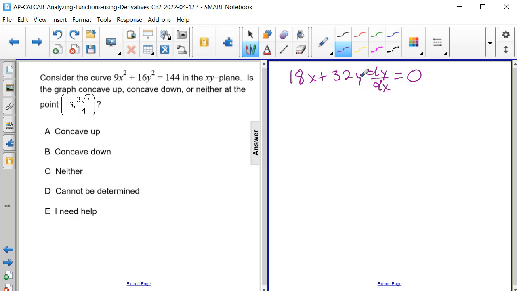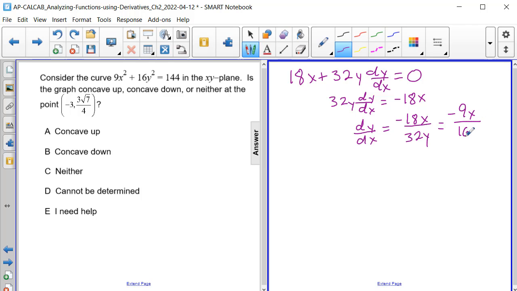And next what we need to do is we need to solve this for the first derivative, dy over dx. And to do so, we're going to subtract 18x from both sides. So we'll have 32y times dy over dx is equal to negative 18x. And then when we divide both sides by 32y, we will get that the derivative of y with respect to x is equal to negative 18x divided by 32y, which reduces to negative 9x over 16y.